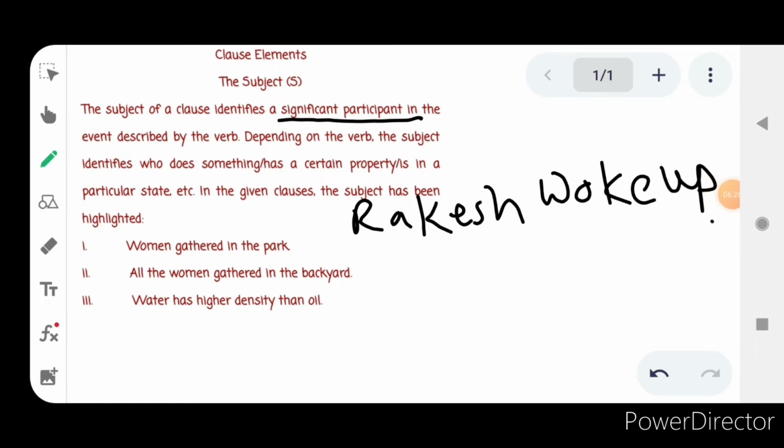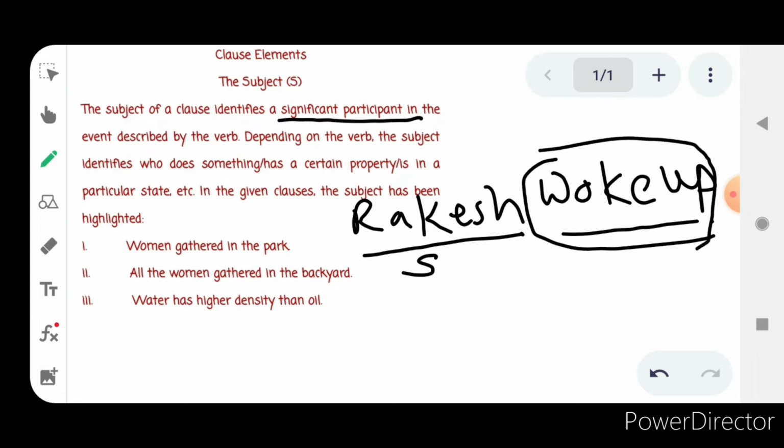Now this is a sentence. In this sentence, Rakesh is the subject and woke up is the verb. Now this subject Rakesh participates in the event, in the action described by this verb. This action of waking up, and Rakesh has participated, the subject has participated in this action of waking up. The action of waking up is in particular with Rakesh, is in particular with some subject.